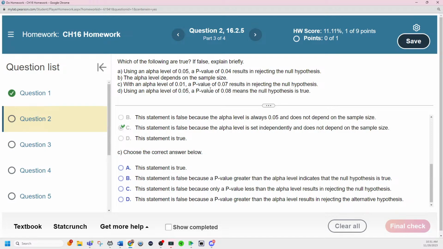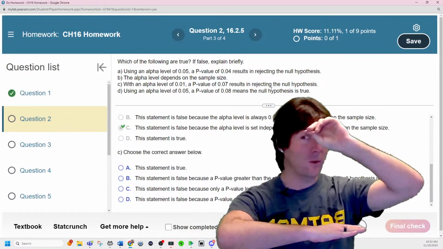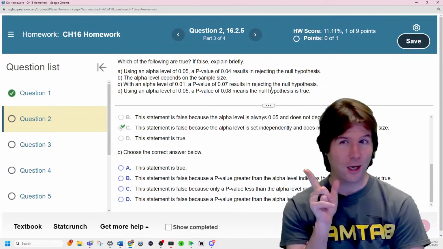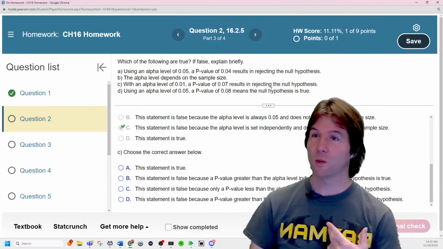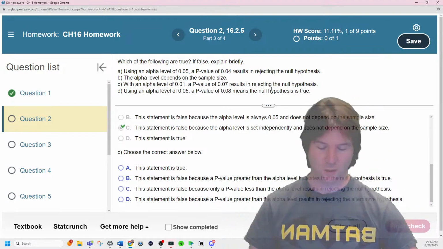With an alpha of 0.01, a p-value of 0.07 results in rejecting the null. If you have an alpha of 0.01, which is the point at which you reject, and you get a p-value of 0.07, what would you do? Don't even read their answers. If you know the answer, state the answer first, then we'll find the answer that corresponds to what we think it is. No, you fail to reject. Boom. P-value above alpha, fail to reject the null.